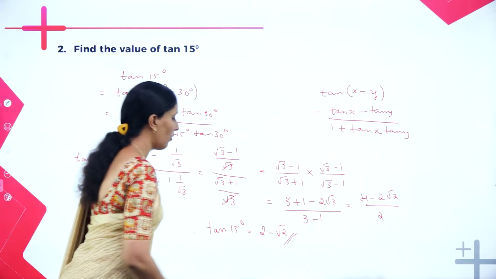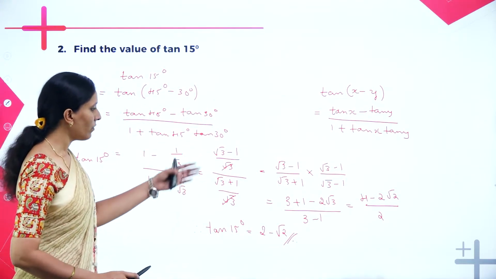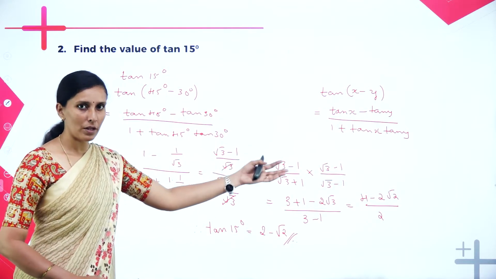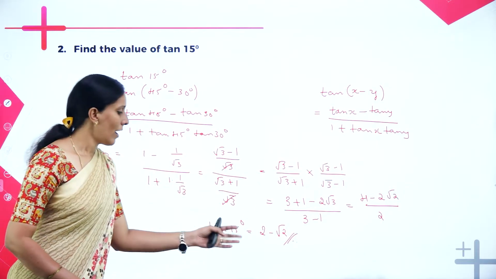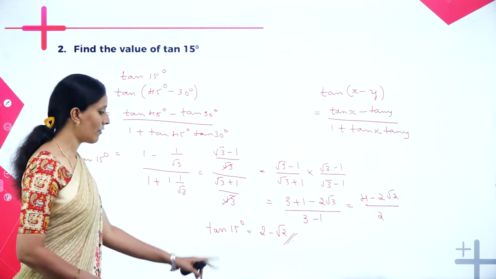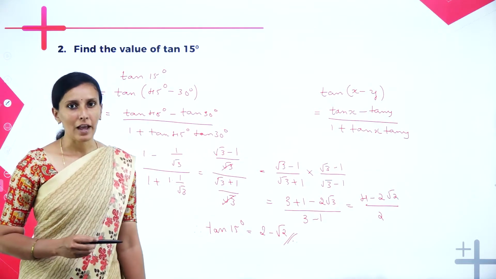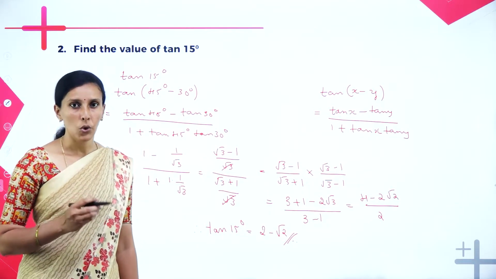So this is the value of tan 15 degree. We can just write it in the form of (root 3 minus 1) by (root 3 plus 1). And this is the rationalized form of tan 15 degree. Hence the value of tan 15 is 2 minus root 3.